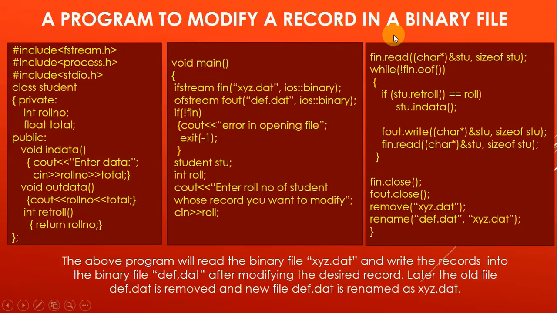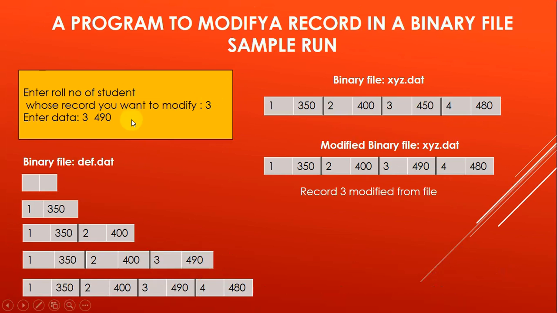If you look at the program again, now I will read the first record from the file, and while not fin.eof, I will check whether the roll number of the record which I have read is equal to the roll number which the user has entered. The roll number is 3. The first record is 1, 350. As this roll number is 1 and this is 3, they do not match, I will simply write this record onto the new file def.dat.